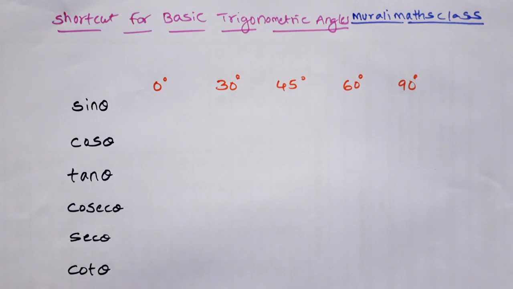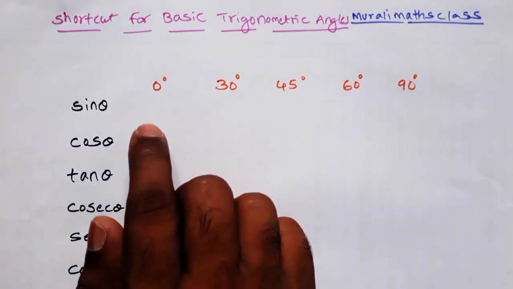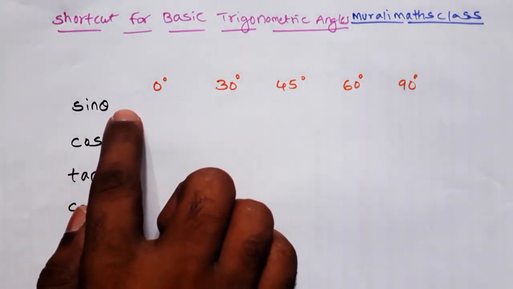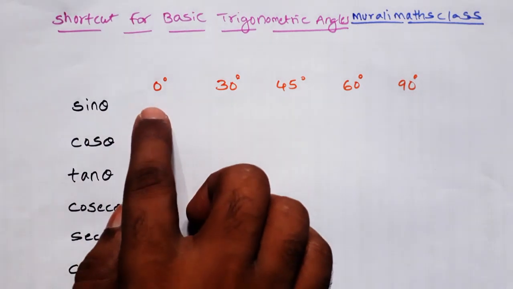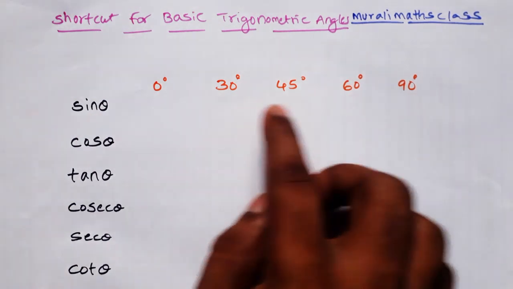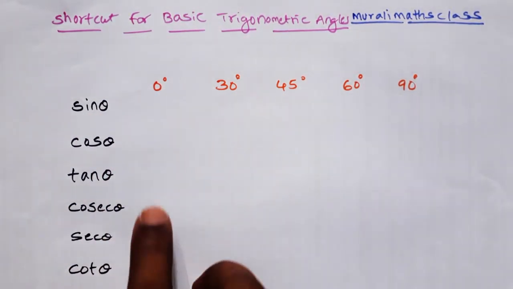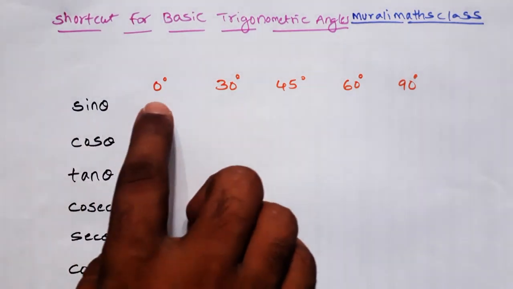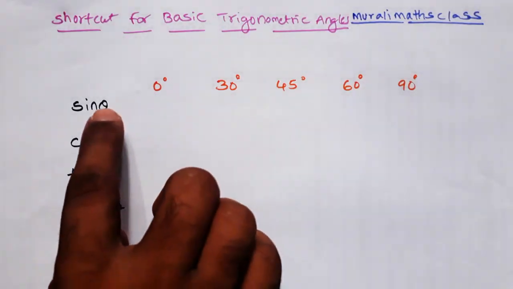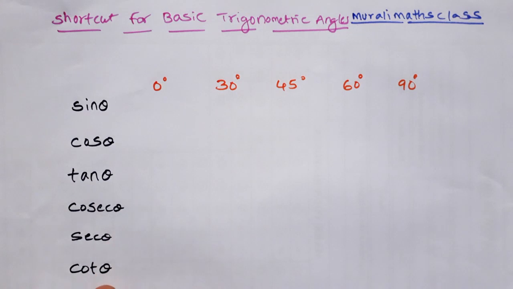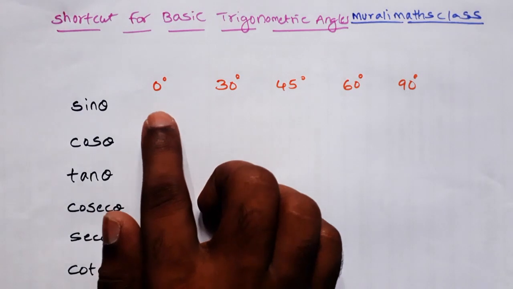Now observe here, these sine values. If you know sine 0 degrees, sine 30, sine 45, sine 60, sine 90, these values, the remaining you can fill up automatically. So we have to know only these sine values. If you know sine values, the remaining cos, tan, cosecant, secant, cot, all this we can fill up very easily. Okay.